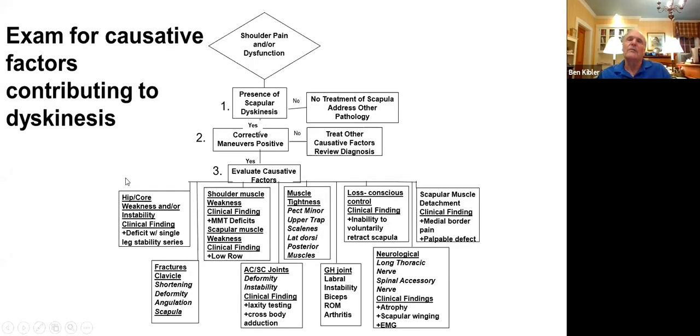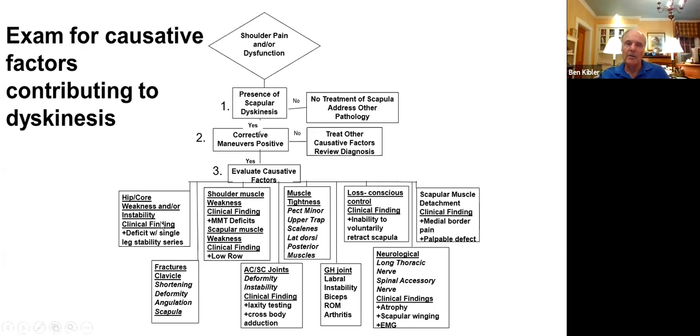There is an algorithm. We've developed an algorithm, just a step-by-step evaluation process. Start with a patient with shoulder pain. If you observe scapular dyskinesis, as I showed you, then you do what we call corrective maneuvers, and I'll show you this. This establishes whether or not the dyskinesis has any relationship to the clinical symptoms, because you can modify the symptoms by doing certain things to mobilize and stabilize the scapula. If that's the case, then you go through the checklist.